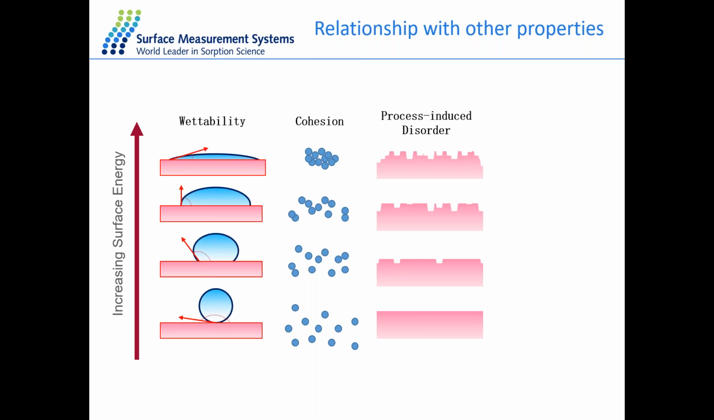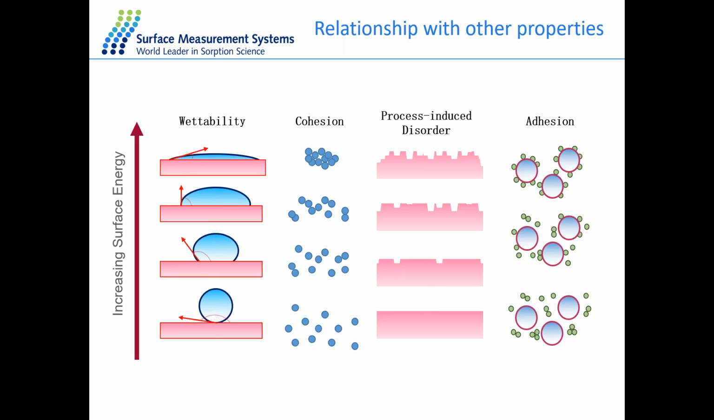There's a few other things we can understand with increasing surface energy because it's related to quite a few other properties. First is the wettability. With increasing surface energy, we can understand the wettability of our sample. We will also understand the work of cohesion. So this is the likelihood of our samples interacting with itself, and how cohesive they are with each other.